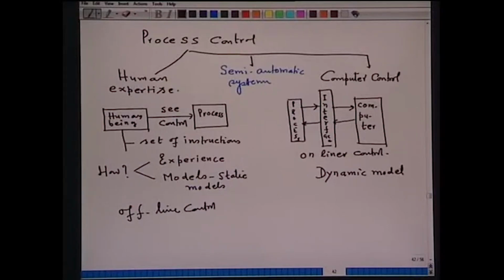A dynamic model means a set of instructions are modeled by developing a model, and then they are fed into the computer, so that on receiving a particular problem from the process, the model can process that information and can convert it into an instruction which can be fed to the process back.